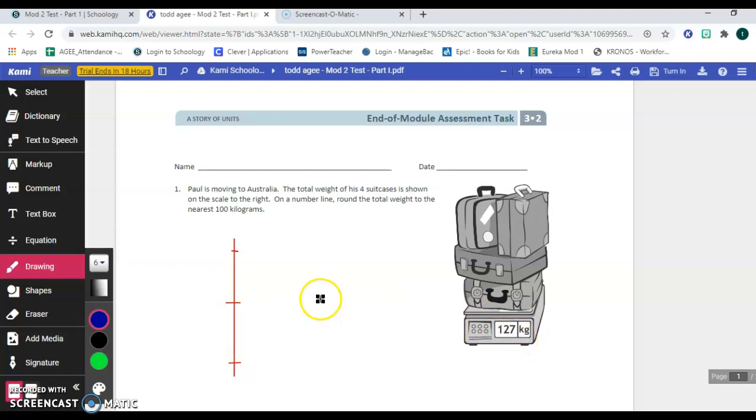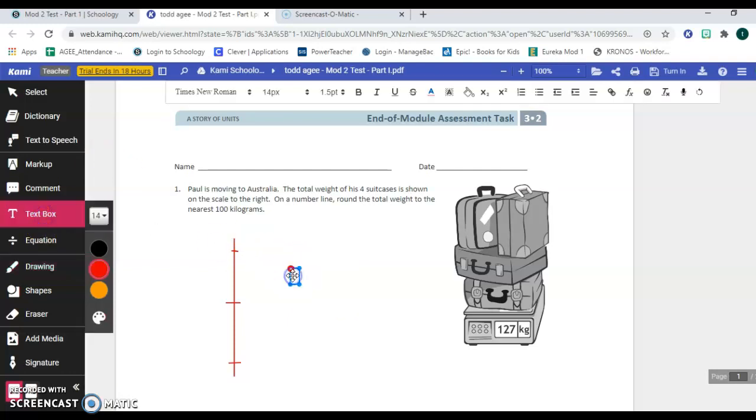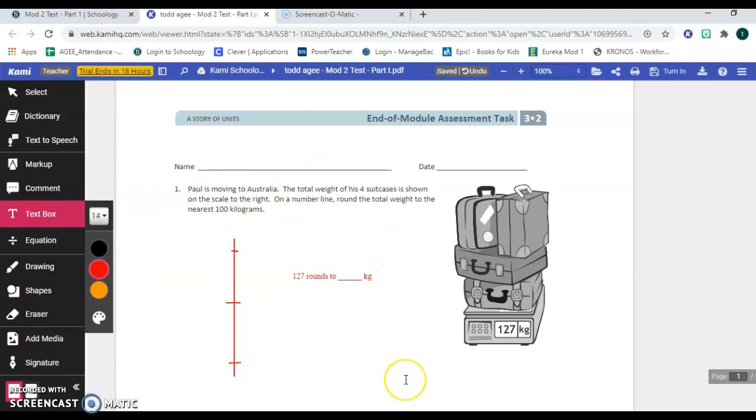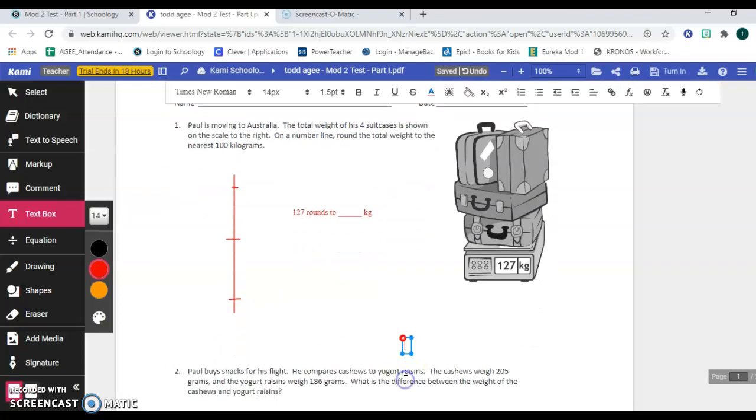And then you have to say, what is the nearest 100? So you would say 127 rounds to, and you could use the text box here that says 127 rounds to, and then put your answer there, which is the nearest 100 kilograms. And that's what your answer should look like when you do this problem. Okay, moving on.